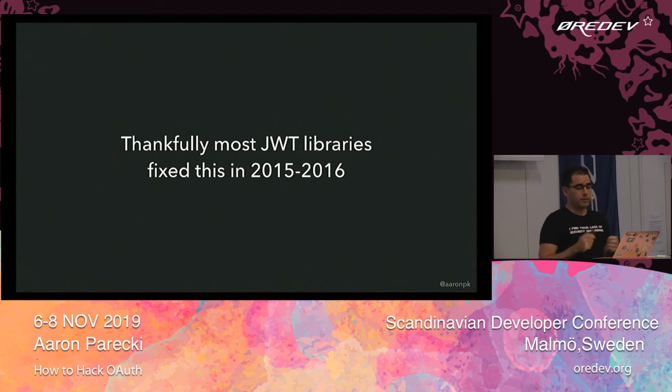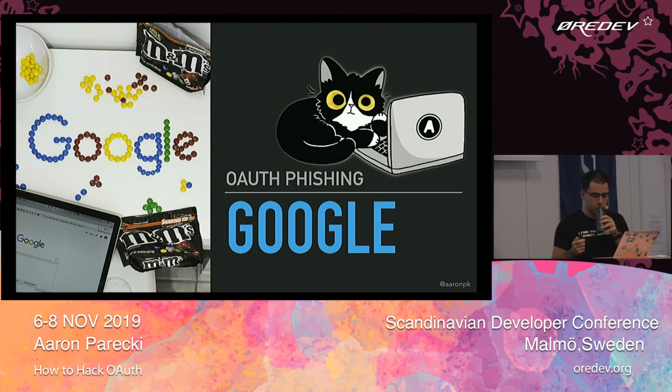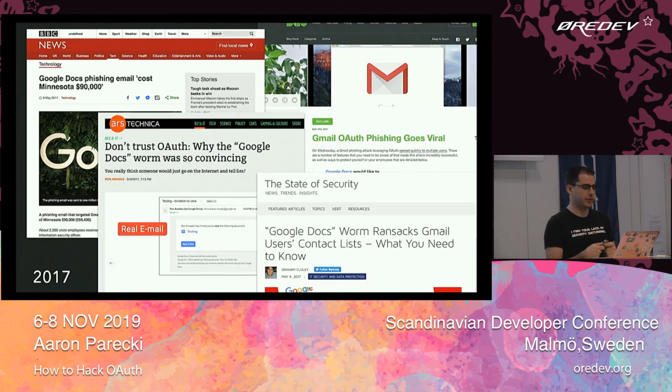So, third attack. This one's a fun one. I like this one because it's not even an attack on the protocol. It's a much harder one to solve. This was almost two and a half years ago, where it was called either a phishing email or an OAuth worm. It had a couple different names, depending on what press you were reading about it.